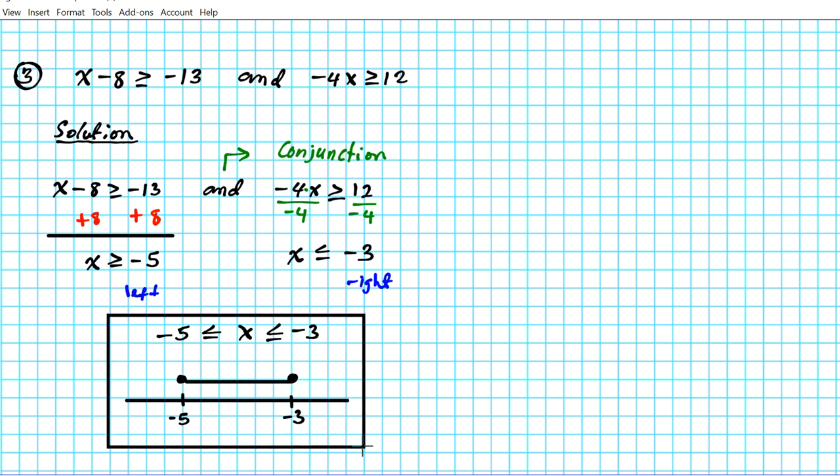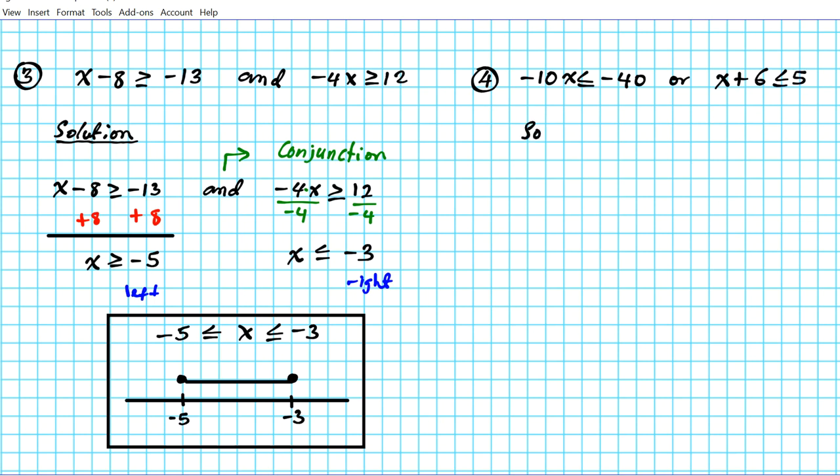Now let's take a look at the last example, and then we're going to give you an opportunity to try out some practice problems on your own to demonstrate that you've mastered the art of solving one-step compound inequalities. So let's say you have -10x less than or equal to -40, or x plus 6 is less than or equal to 5.